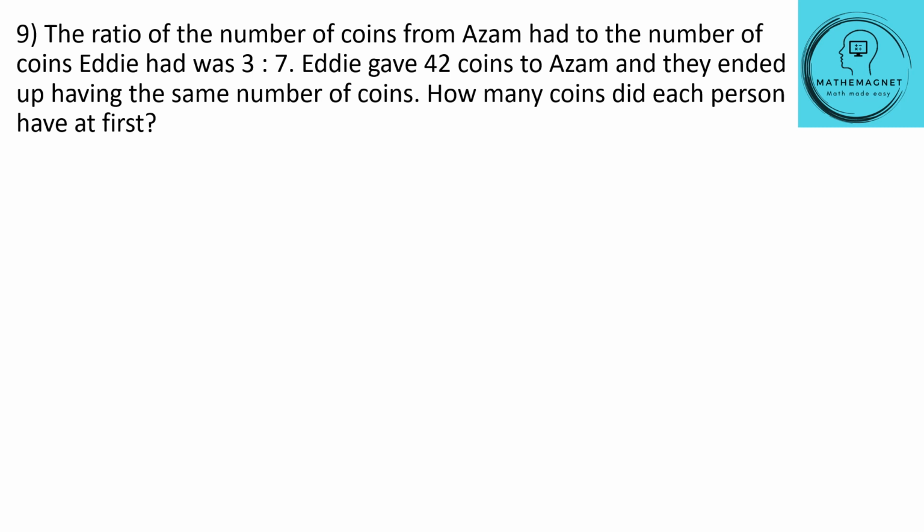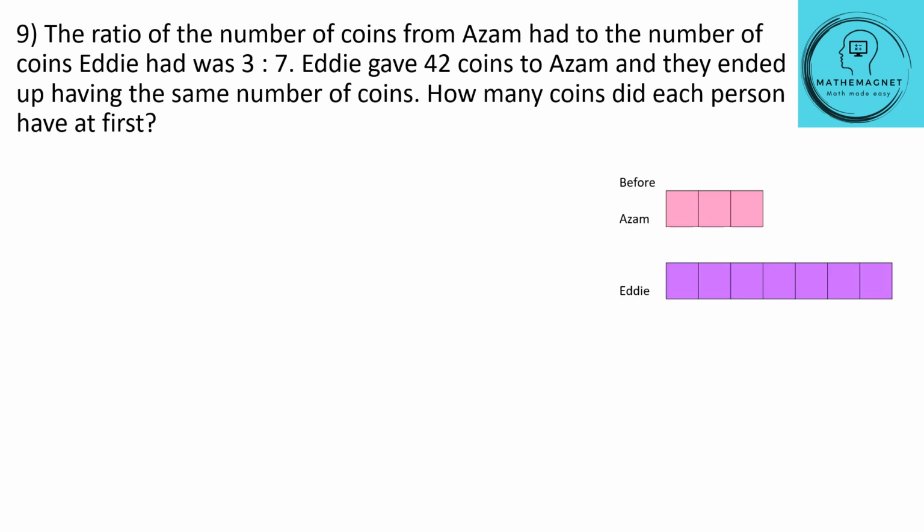Eddie gave 42 coins to Azam and they ended up having the same number of coins. How many coins did each person have at first? Now we should see the bar model. The before model will be that Azam has 3 units and Eddie has 7 units. Now Eddie has 4 units more than Azam.